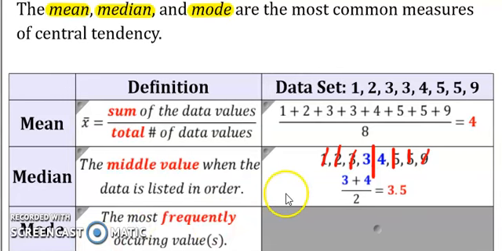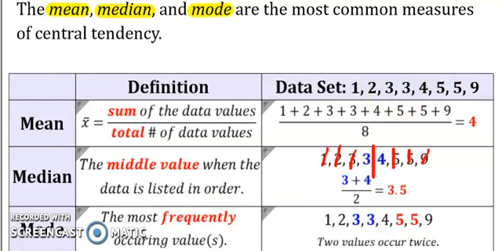The mode is going to be the most frequently occurring value. So what number shows up the most? Well, I've got 2 3s and I've got 2 5s. In this case, I've got 2 different modes, 3 and 5.